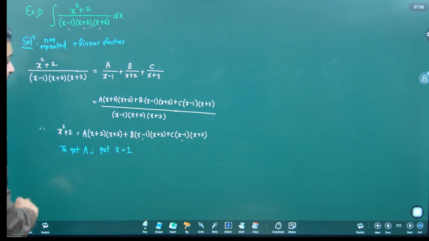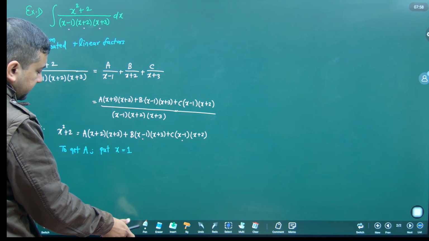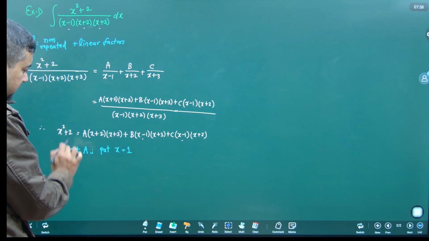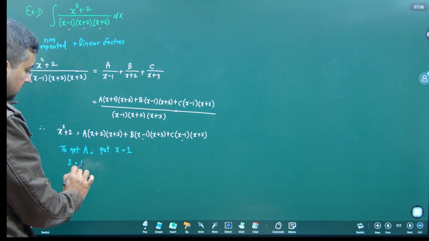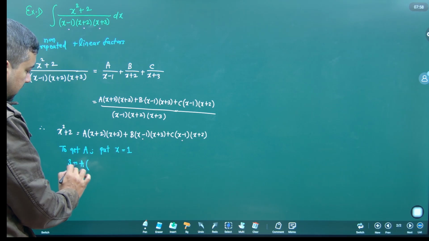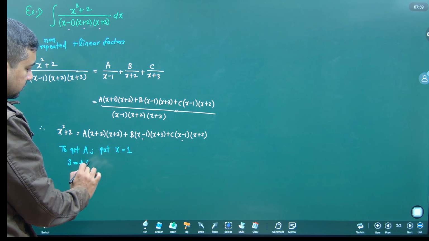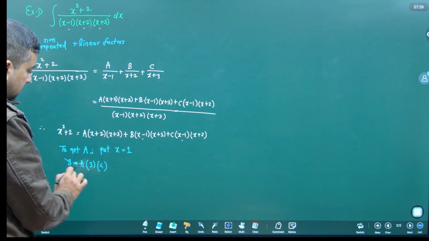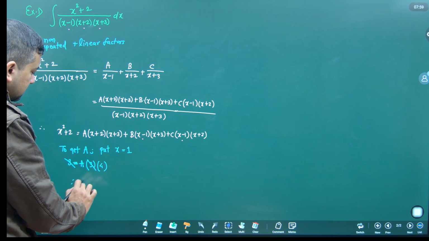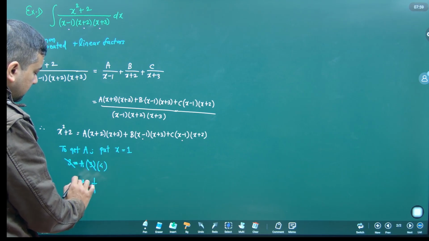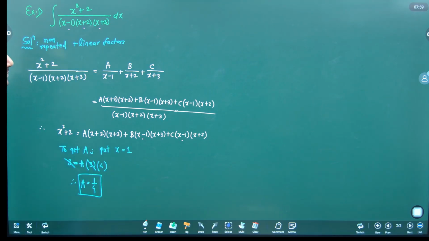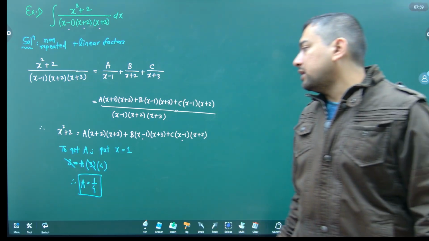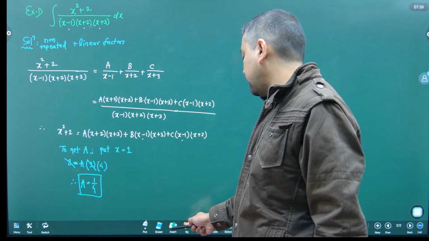Hope this is clear. So if you put x is equal to 1, what will be A? This is 1 square plus 2, it will be 3, equals A in bracket 1 plus 2, 3, 1 plus 3, 4. This 3 and 3 will get cancelled. So what is the value of A? 1 by 4. Now, let us find out the value of B.